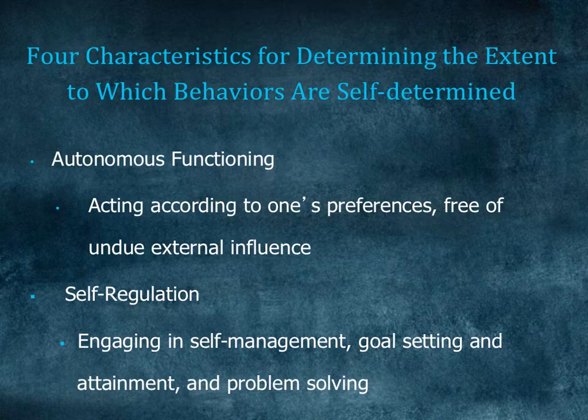The next one is self regulation, that is, engaging in self management, goal setting, and attainment, and problem solving. Once again, these are skills that come to us naturally, but these are also skills that we need to teach individuals with disabilities. We want them to be able to self manage their own behavior, set goals for themselves, and also problem solve as and when problems come forward.